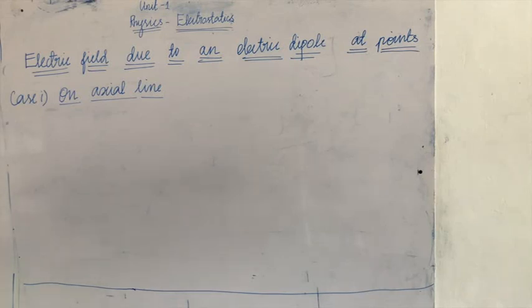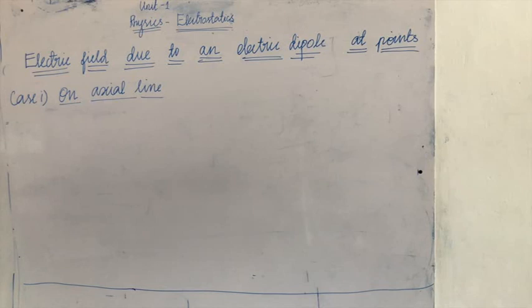First of all, the first most important derivation is electric field due to an electric dipole at points on the axial line. Here there are two cases. Case 1 is on the axial line and case 2 is on the equatorial line.